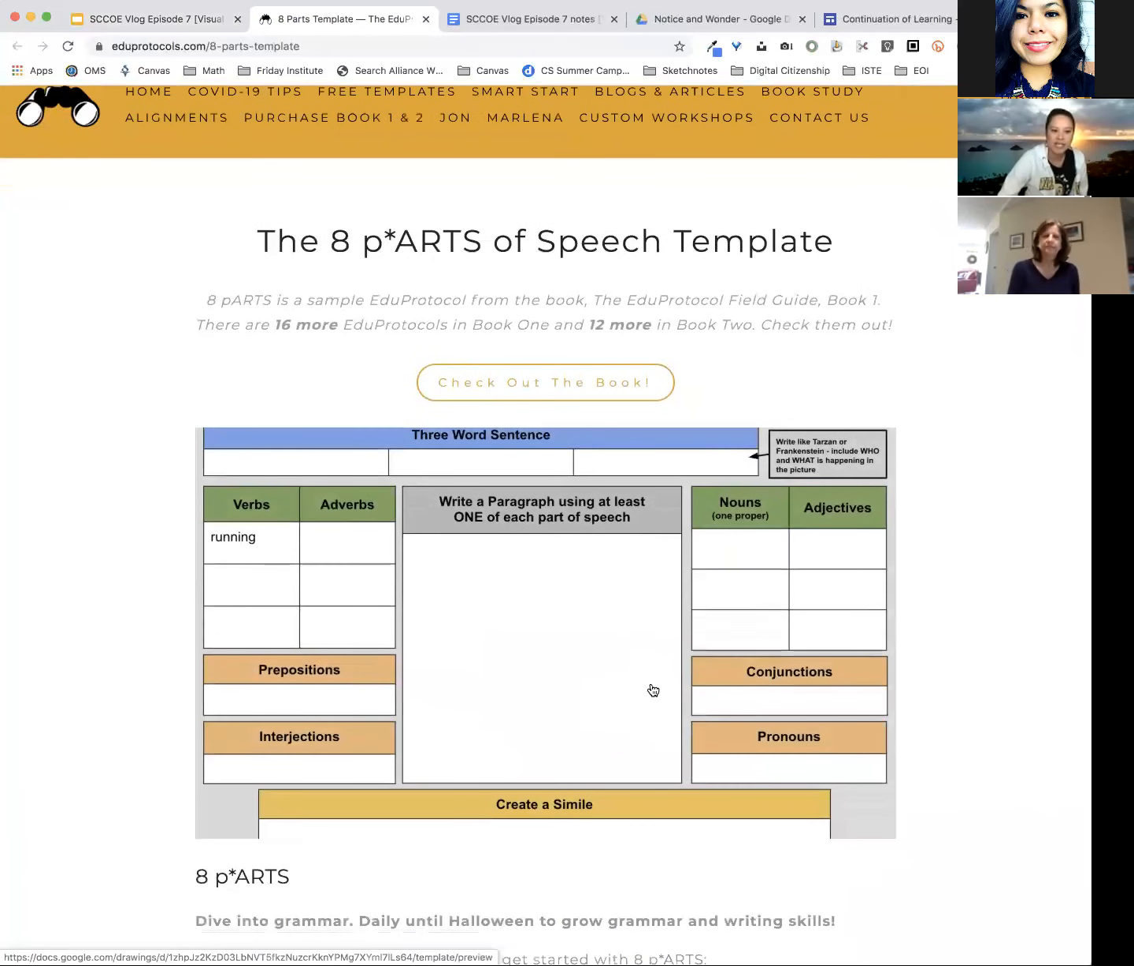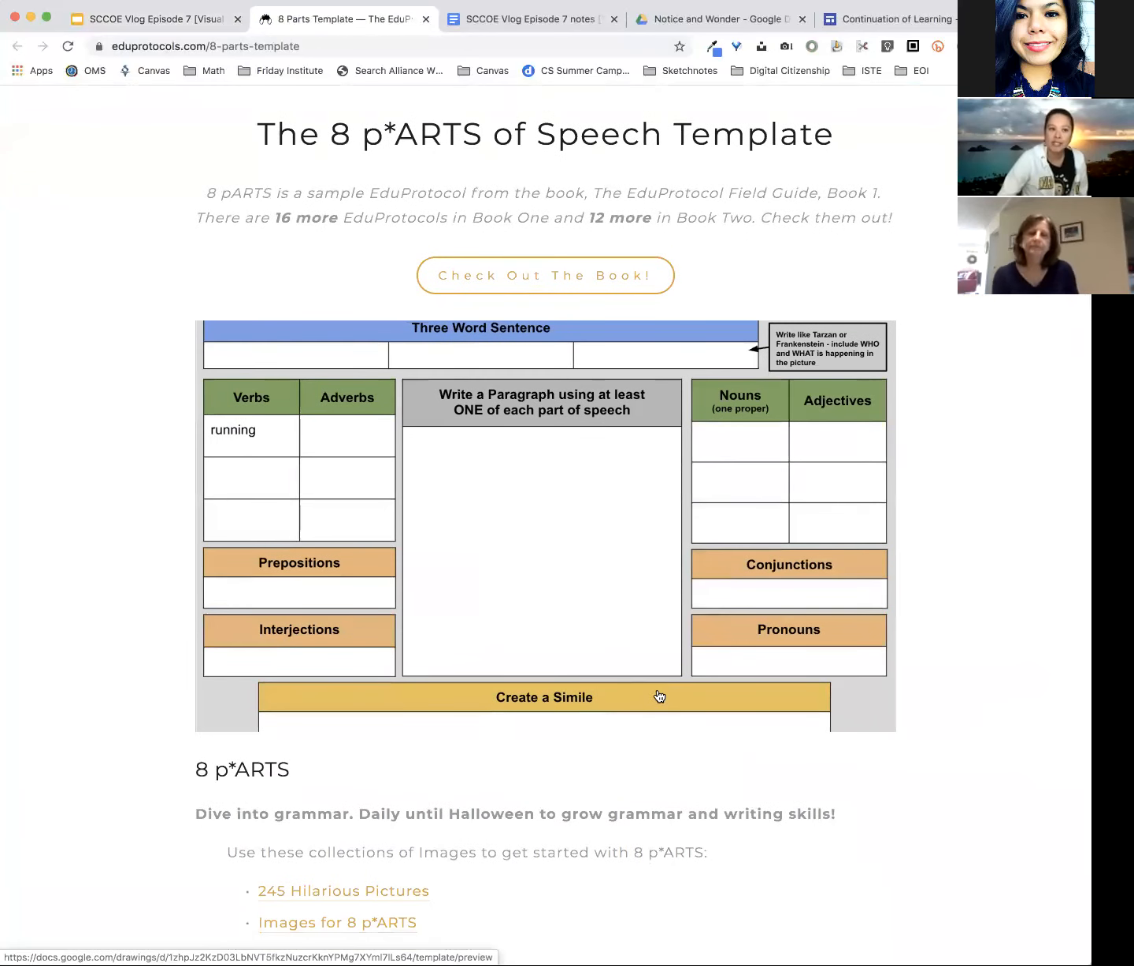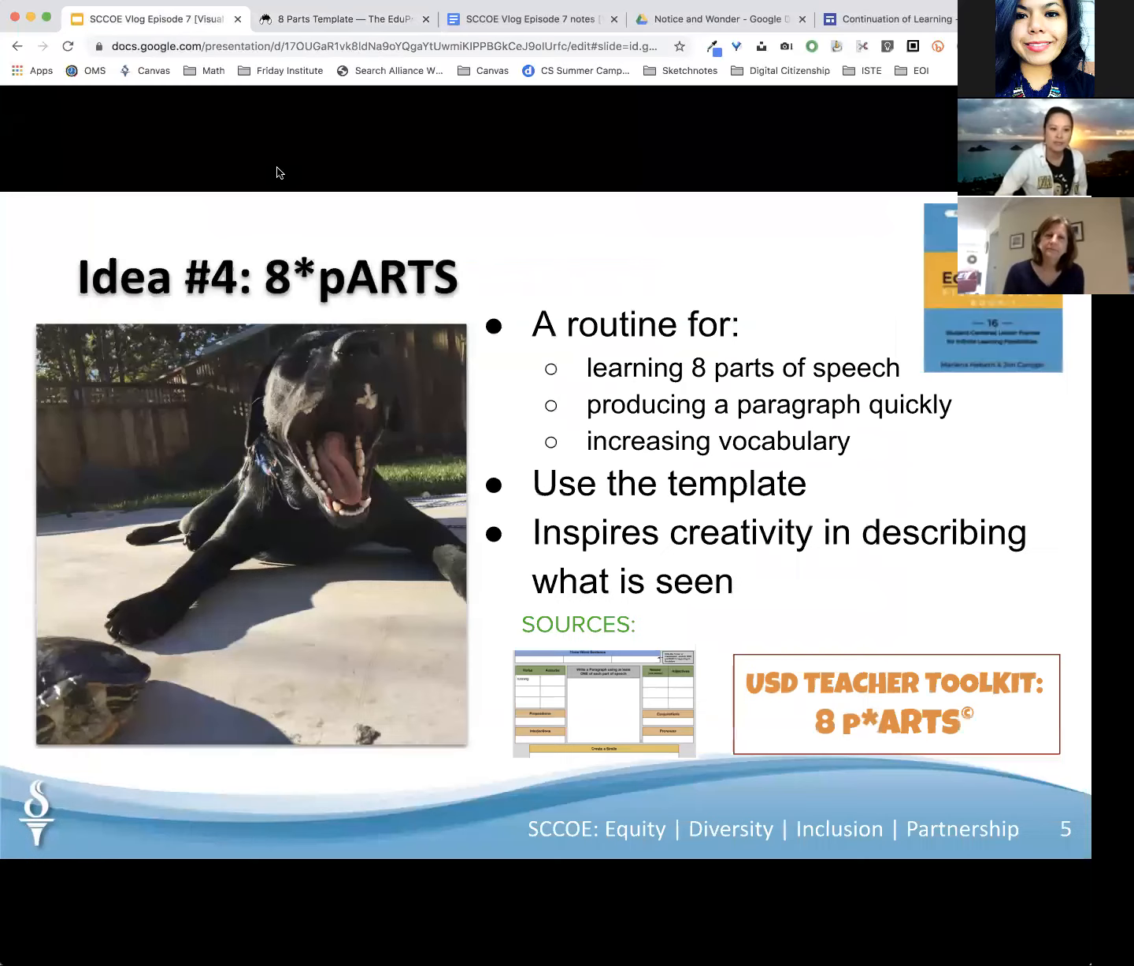So they have a template for this, but what they do is they use an image to spark engagement and to complete this template. So going back to the slides, I have a picture. Here's one of the pictures that I took, and these are 2 of my pets. I actually have 2 dogs and 2 turtles, and this is Riley and my turtle, Tucker. And this is an example of an image that I might use for the 8 parts.